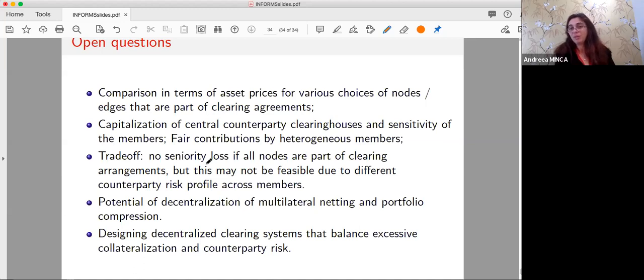So in my opinion, one of the open questions is how do we realize the potential of decentralization of multilateral netting and portfolio compression? Can this be done automatically? In general, decentralized solutions use a lot of collateral. Collateral is posted, but there is in general excessive collateralization. So the real question is how do you design a decentralized clearing system that balances this counterparty risk and excessive collateralization?